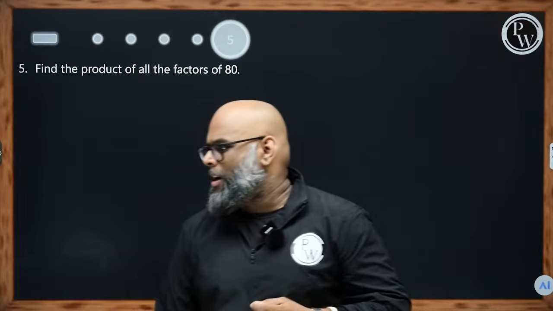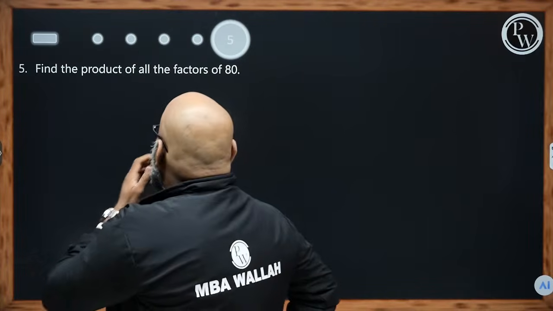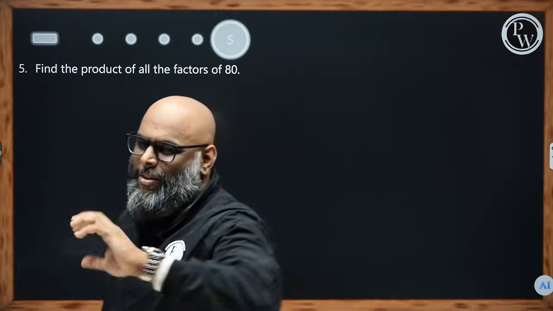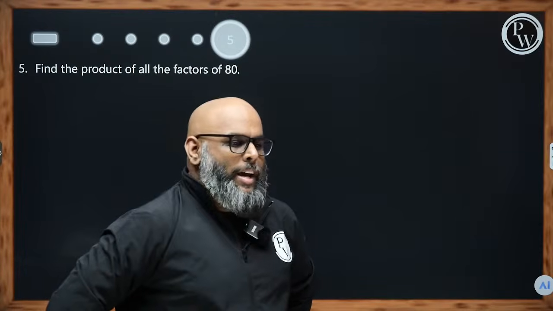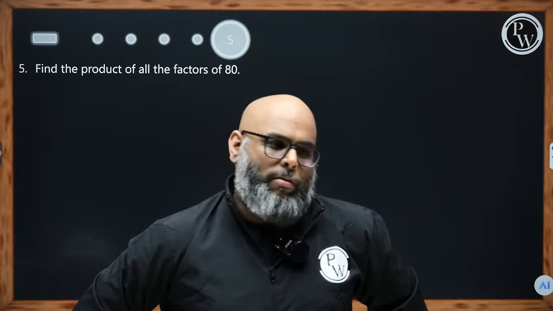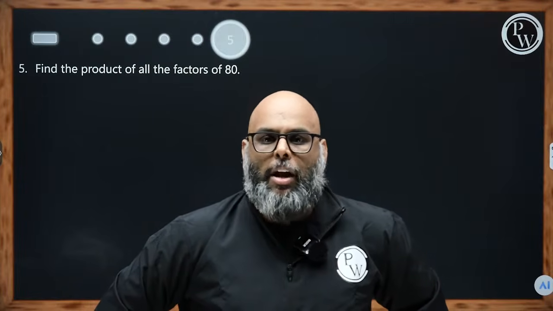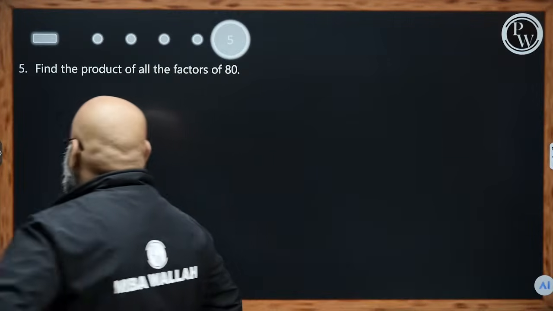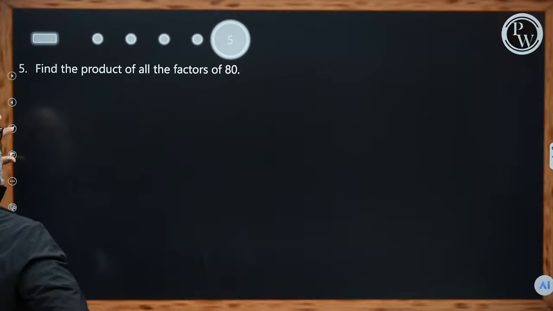We'll wrap up with this now. Find the product of all the factors of 80. Once again, let's do an example question, and from there we'll see if there is something that we can extract and then apply it for 80. Again, do it for 12. 12 is slightly easy for all.